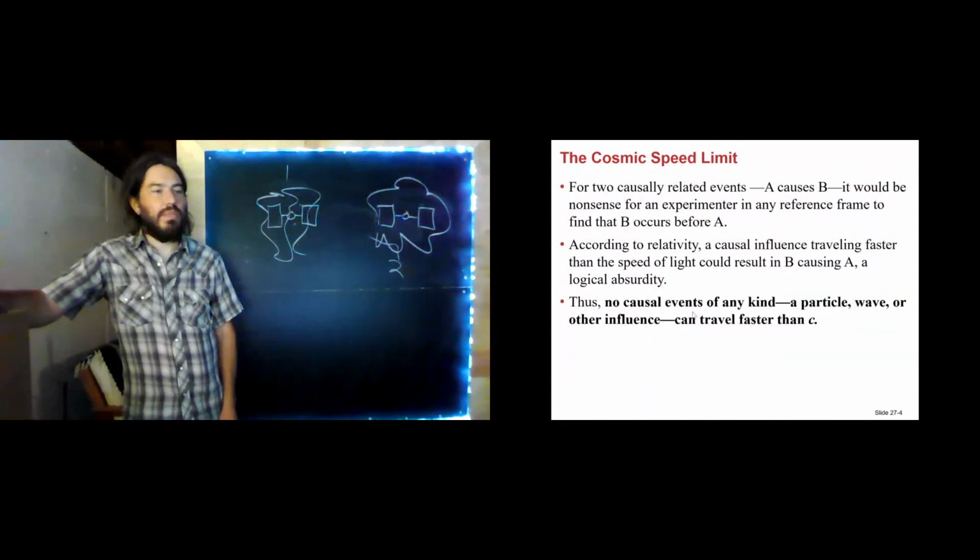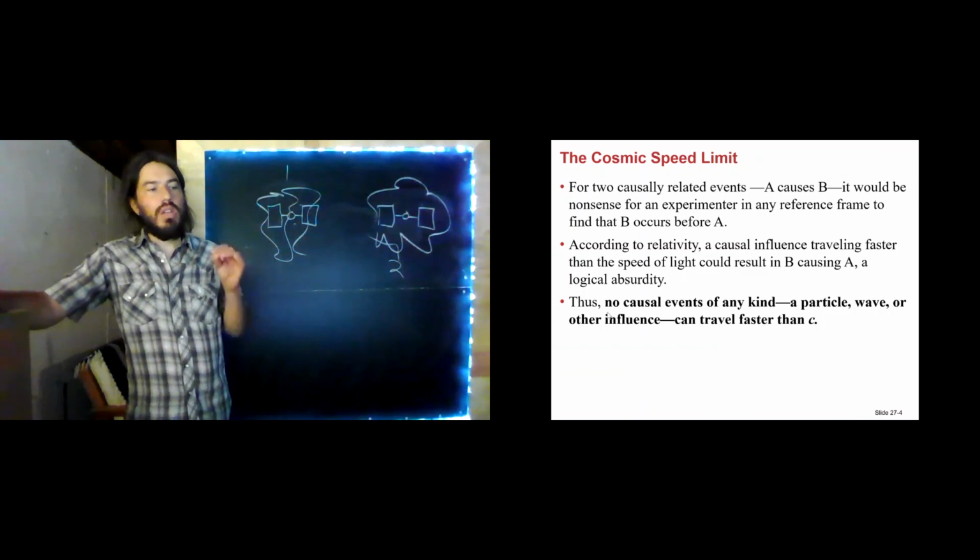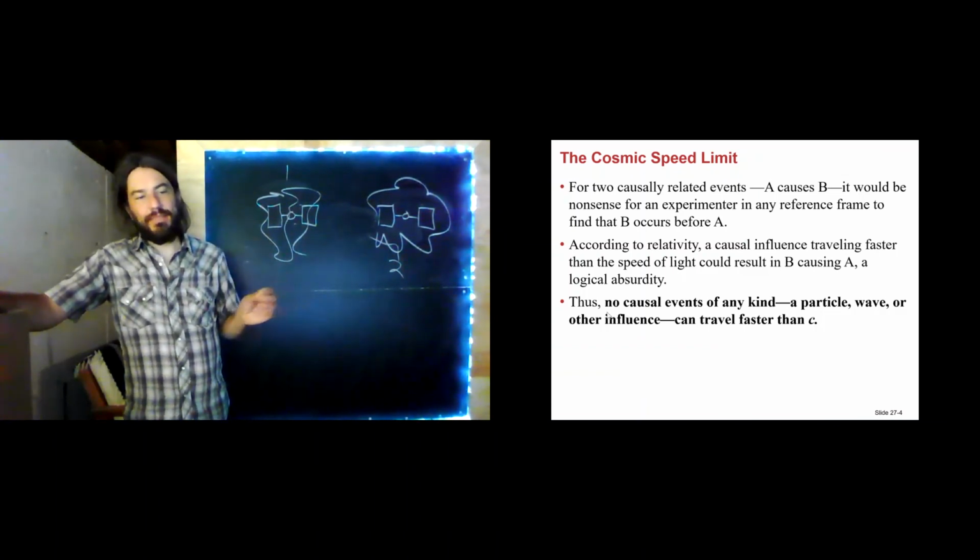So again, this bold line here is the punchline. No causal events of any kind, a particle, wave, or other influence, can travel faster than the speed of light. And other influence could include information.